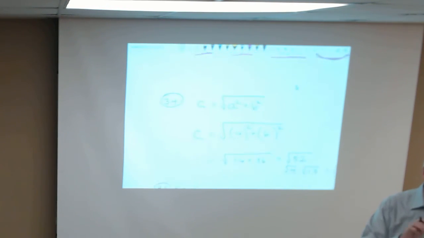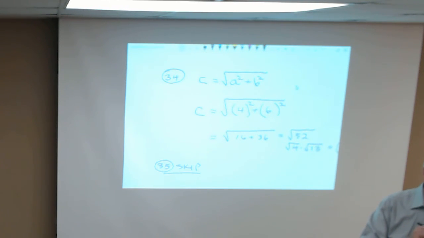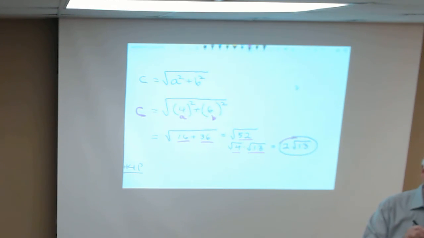Number 34. What does C stand for? The hypotenuse. The hypotenuse equals the square root of a squared plus b squared. And it told me that one leg was what? 4. That's A, and that's B. 4 squared is 16. 6 squared is 36. 16 and 36 add up to 52. And 52 is the square root of 4 times the square root of 13, which is 2 radical 13.